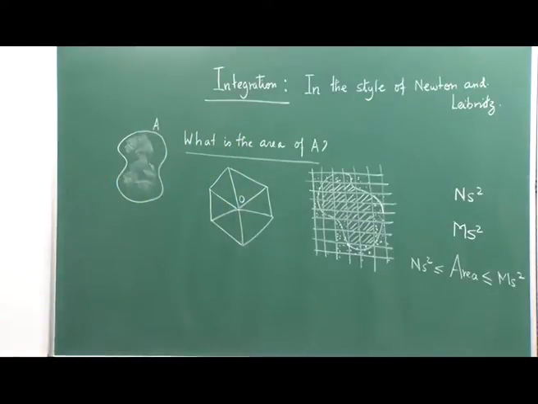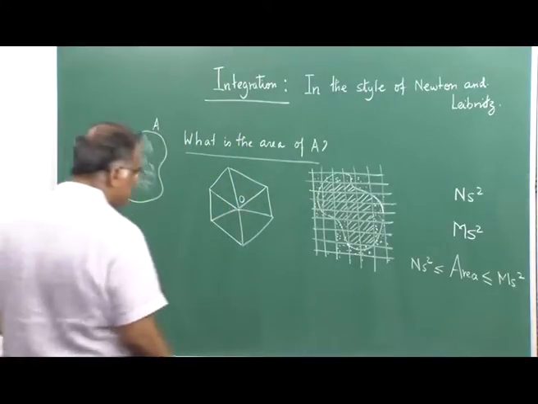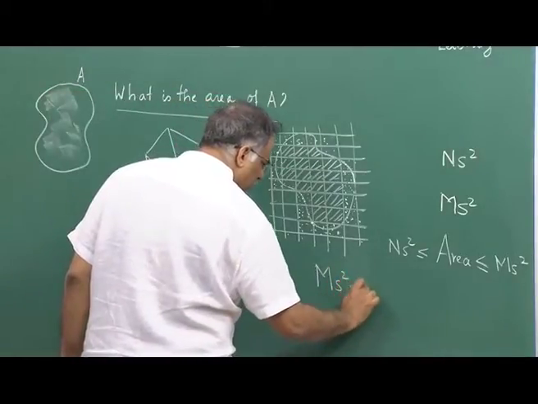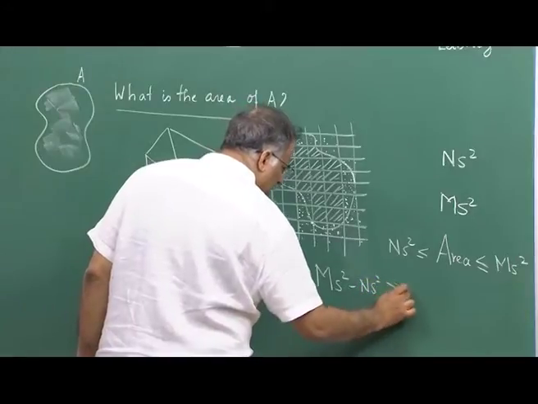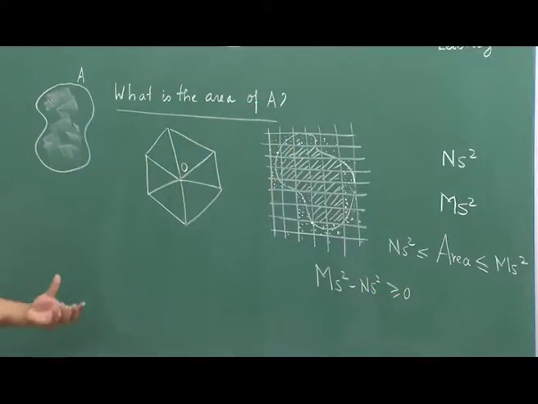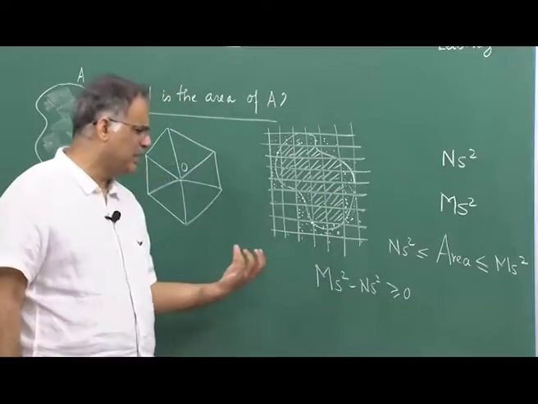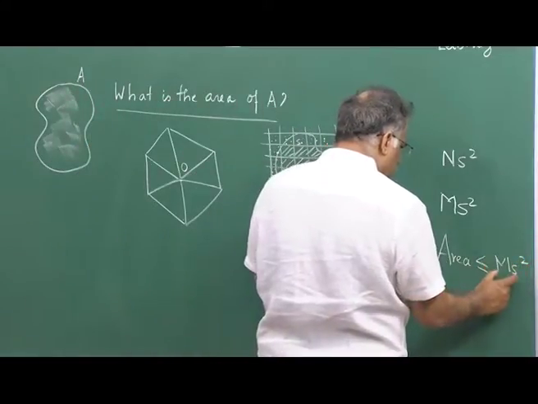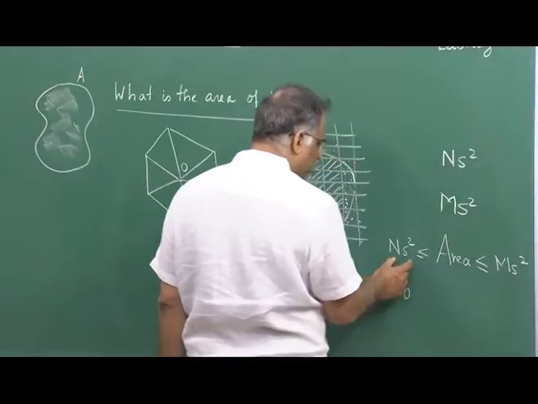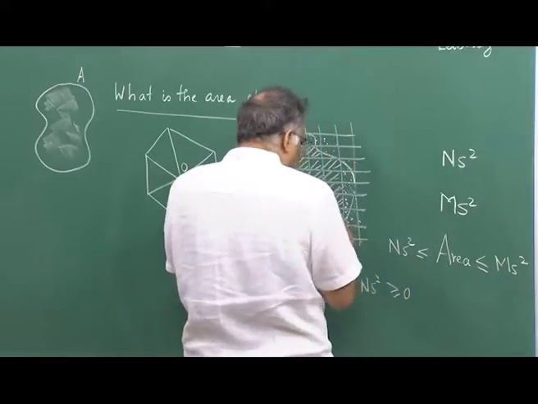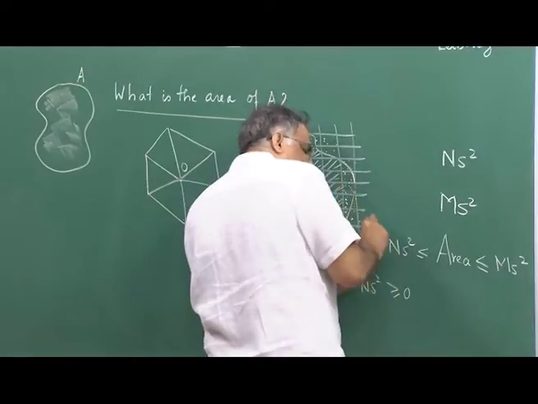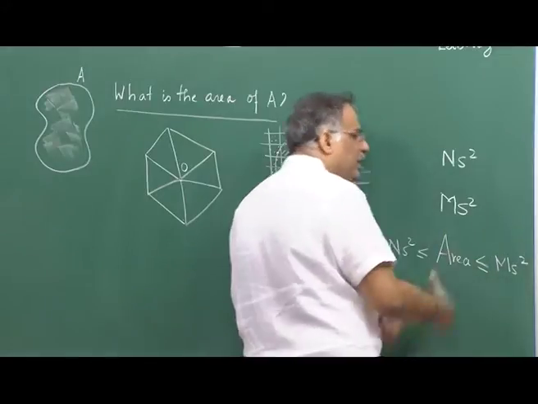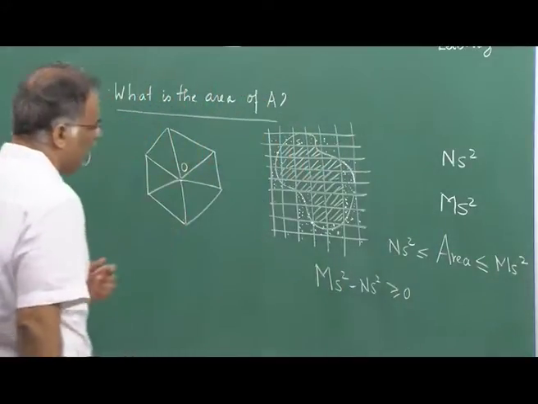And then I can choose my S in such a way that from both sides this would become smaller and this would become larger. The more rectangles would come inside the body, and hence finally they would converge in the limit to the area. That is essentially the concept.